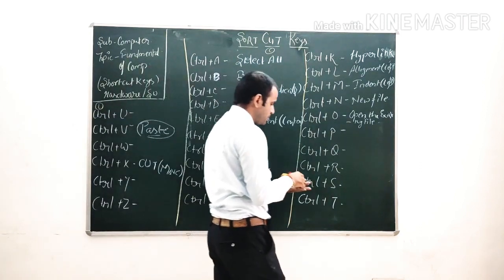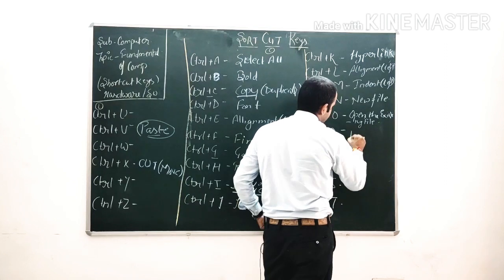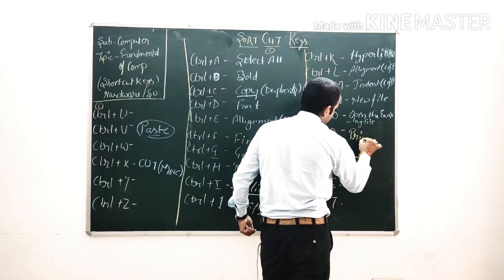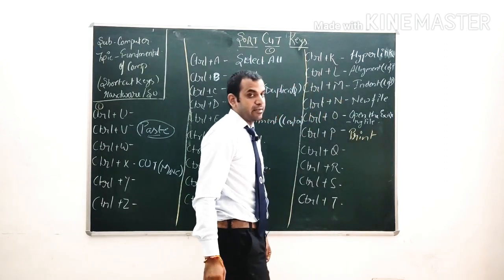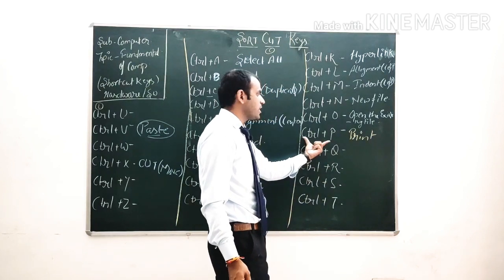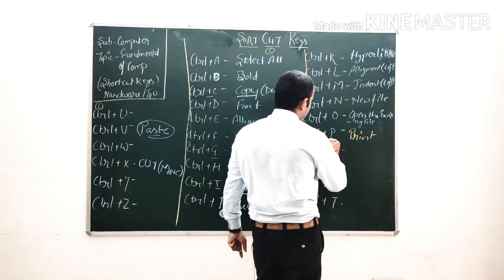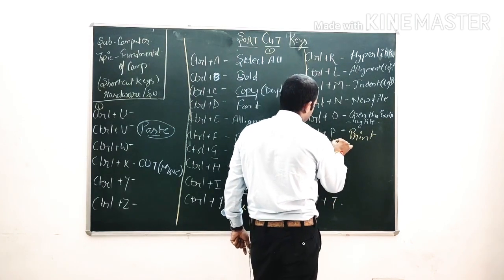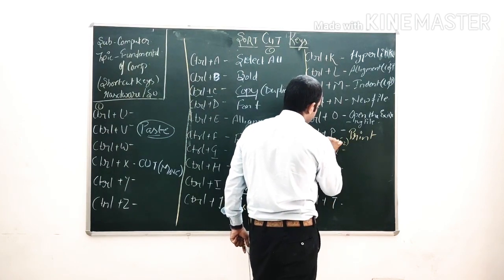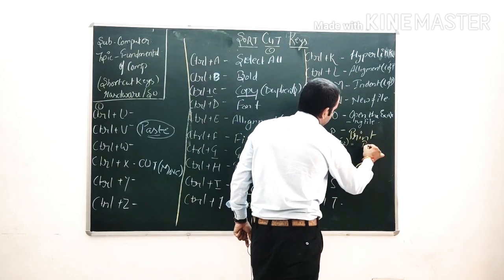Next one is Control plus P. It is for print. To print a document, you will use the shortcut key Control plus P. A shortcut key is also available, Control plus F2, for preview.